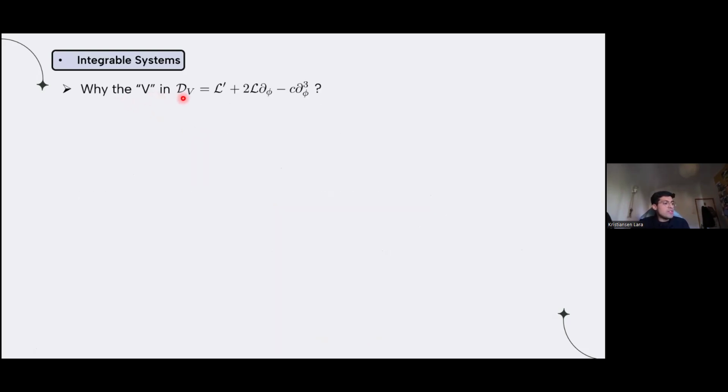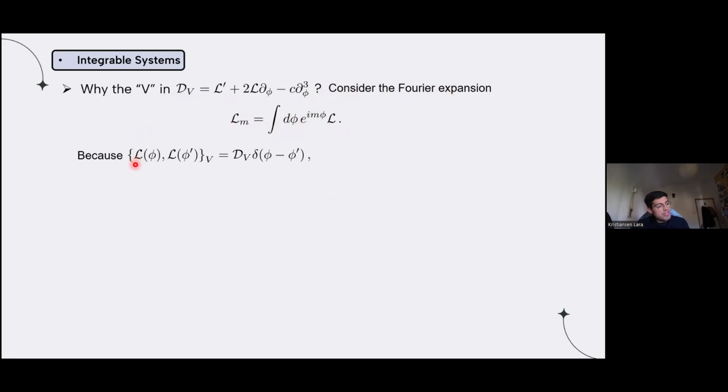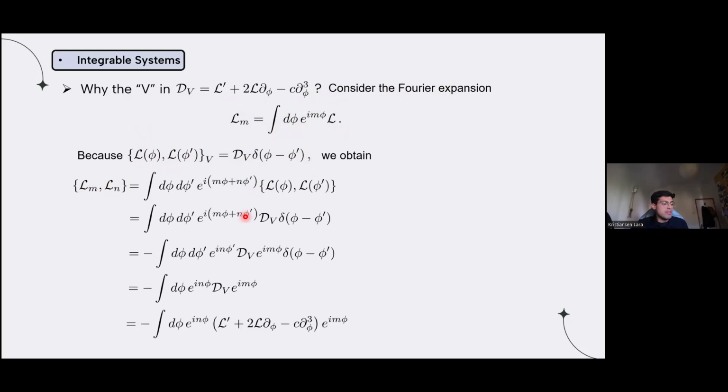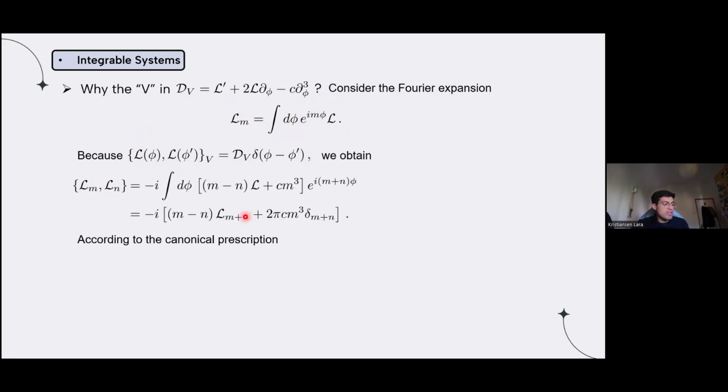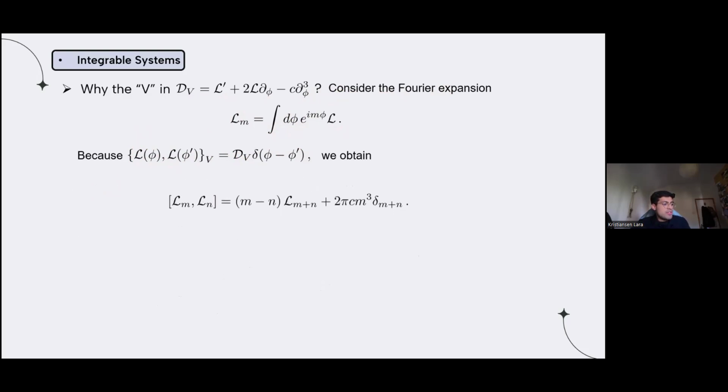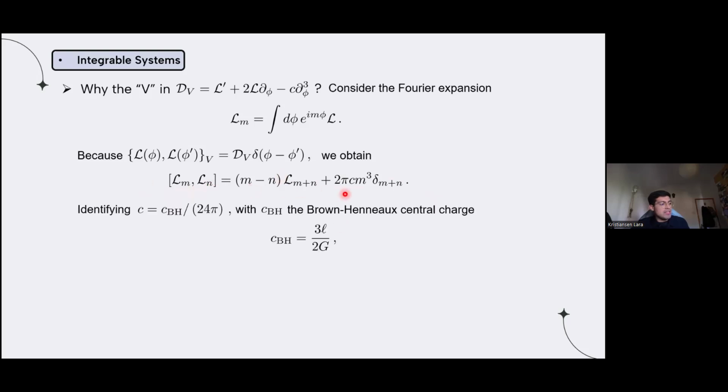So why the v in this differential operator dv? Well, I am going to skip the details, but nonetheless consider the Fourier expansion that you can see here. So basically, according to the definition of the Poisson bracket between L and L, it is given by this expression. The Poisson bracket between Lm and Ln, after several steps that I am going to skip, it is possible to find that the Poisson bracket gives you this commutator after the canonical prescription like this.